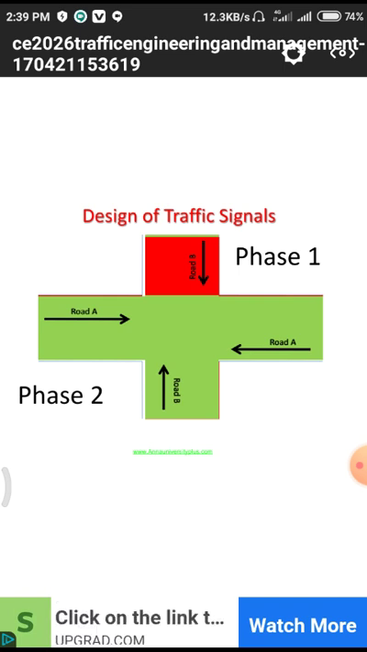We have phase 1 and phase 2. Phase 1 is completely in the red direction. The remaining three phases are in green directions, which means there is complete freedom for these three roads. Simply, movement on one side is closed, and in the other three directions vehicles have freedom.